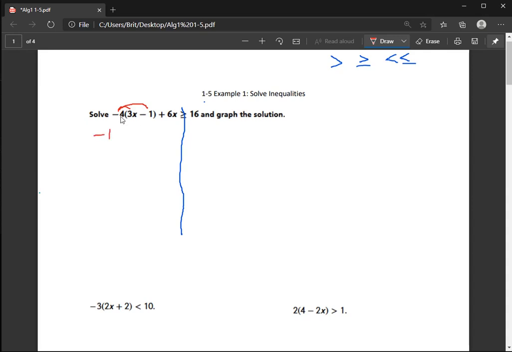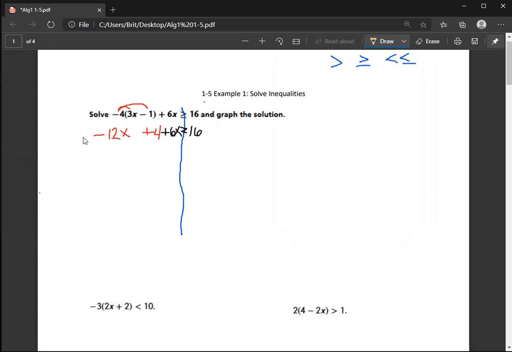So -4 times -3x is -12x, because there's an x here, and -4 times -1 is a +4. Then all the rest of my equation stays the same. So I still have the plus 6x sneaking in there, still have the greater than or equal to, and I still have the 16. One mistake that kids often make is they'll distribute and then forget that that 6x is there. So make sure, guys, that you are looking for what's left in the equation, because it doesn't just disappear when you distribute.